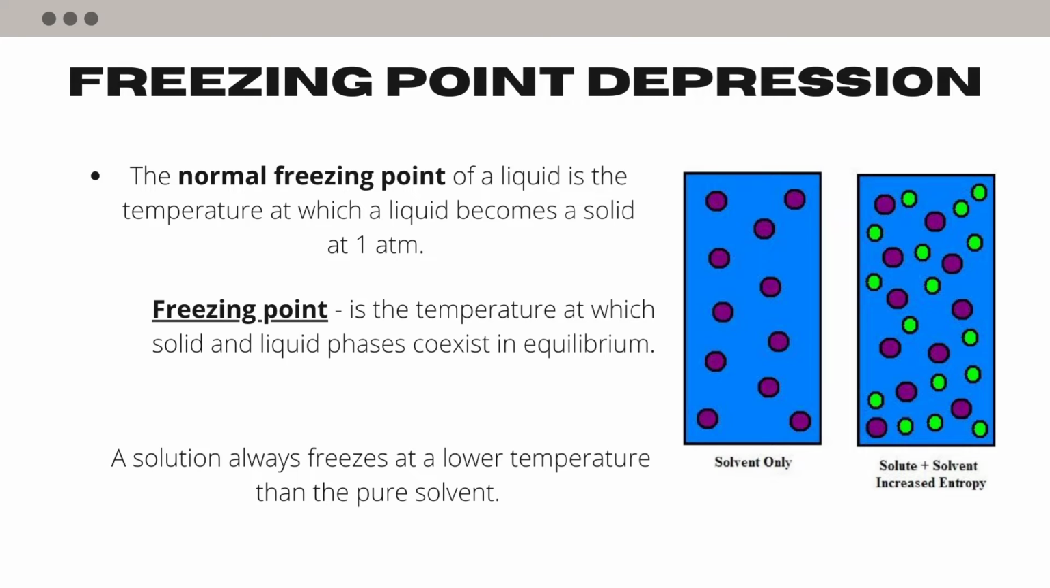The normal freezing point of a liquid is the temperature at which a liquid becomes a solid at 1 atm. Freezing point is the temperature at which solid and liquid phases coexist in equilibrium. A solution always freezes at a lower temperature than the pure solvent.